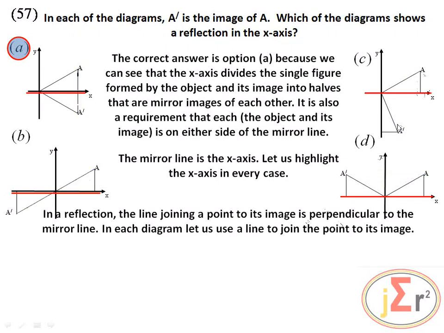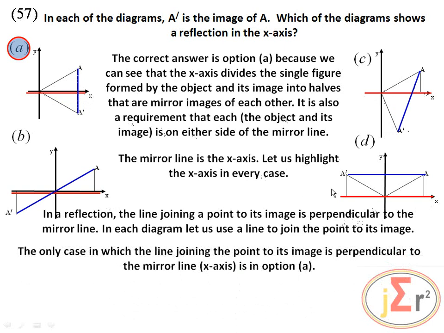A is joined to A prime. That line should be perpendicular to the mirror line. Now we have the mirror line in every single case, which is the x-axis. There we have the mirror line, the x-axis, in every single case. Notice that right here, we have the line joining the point to its image.